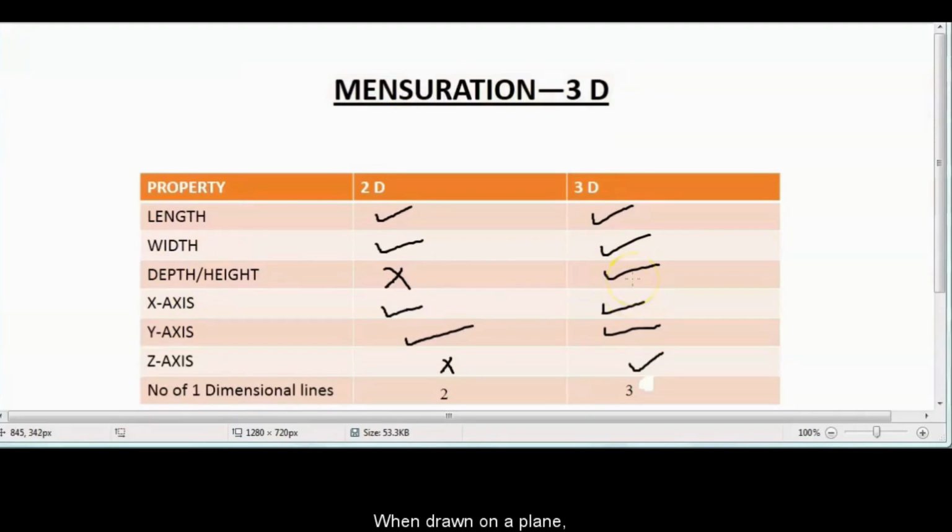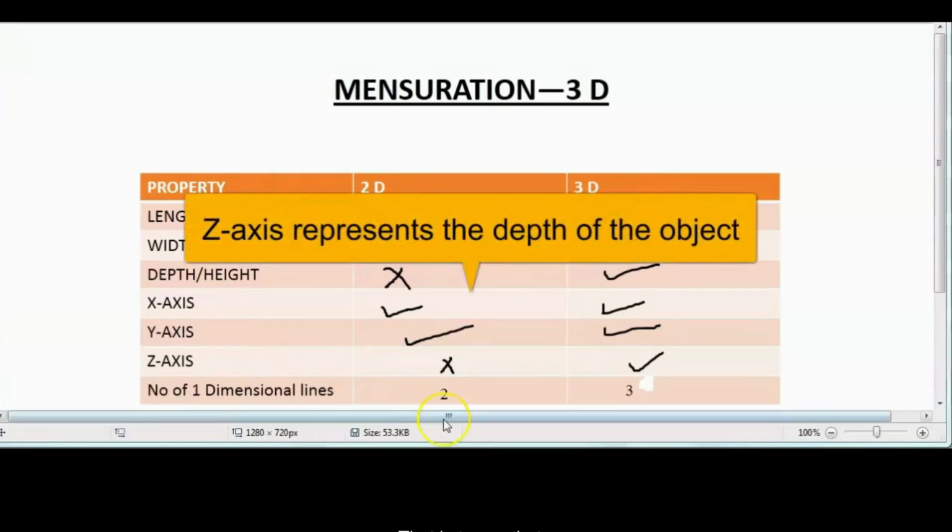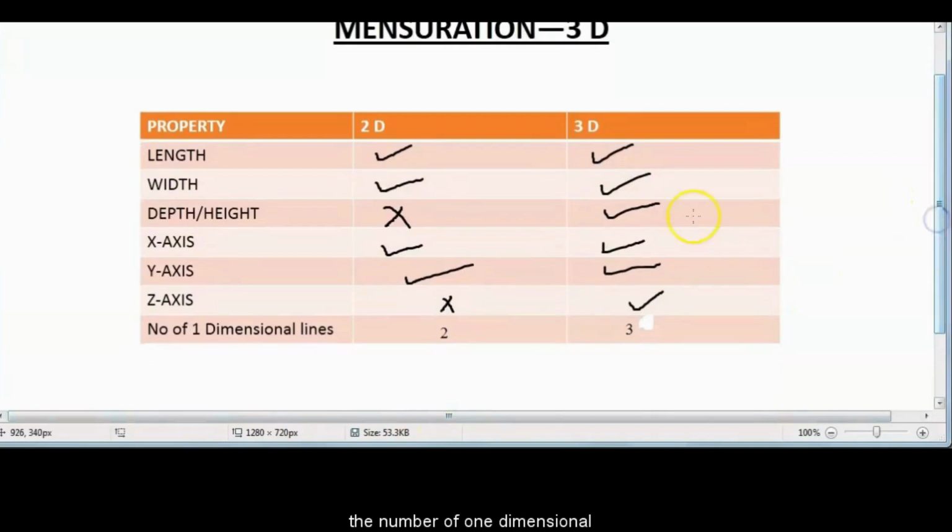So when drawn on a plane, a 2D shape encompasses x and y axis, where the x-axis represents the width and y-axis the height. A 3D plane, on the other hand, is made of x, y, and z-axis, where the z-axis represents the depth of the object. That is to say that the number of one-dimensional lines in a 2D object is 2. For a 3D object, the number of one-dimensional lines is 3.